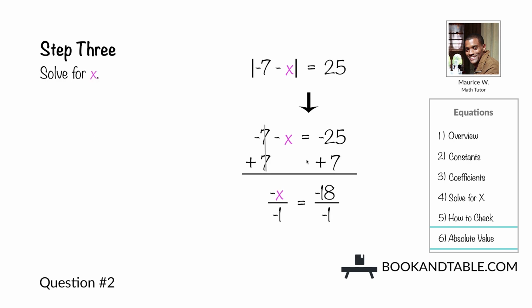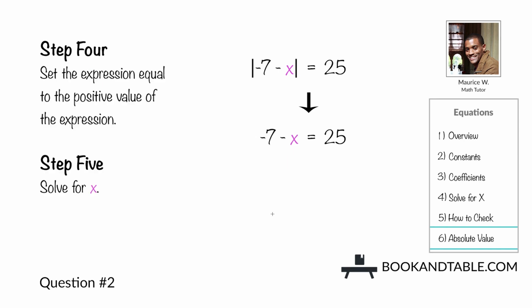Step 3, solve for x. First, remove the constant. So negative 7 is negated by positive 7. What you do to the left, you do to the right. Negative 25 plus 7 is negative 18. To remove this negative sign in front of the x, divide both sides by negative 1, or multiply both sides by negative 1. The result will still be x is equal to 18. So this is our first answer, x is equal to 18.